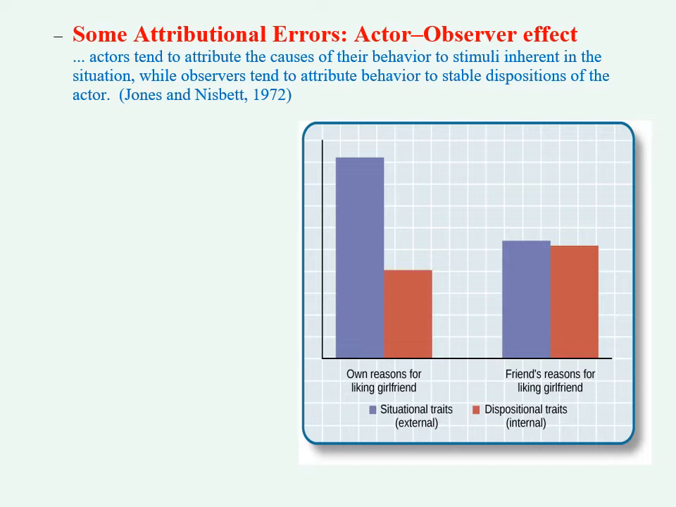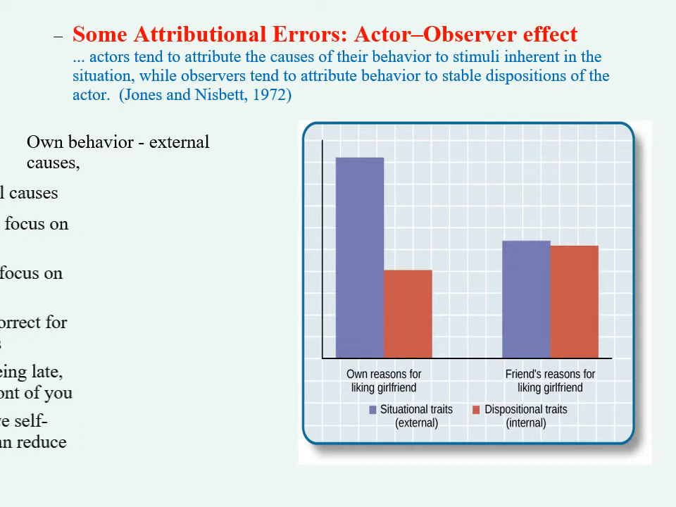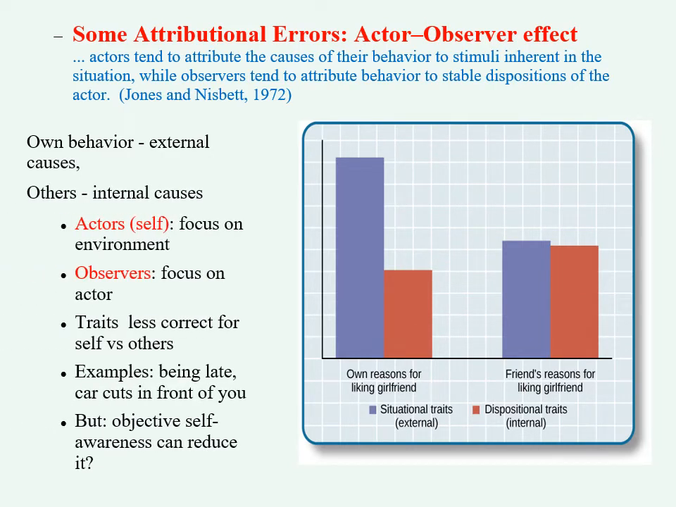Now, another common attributional error is what's called the actor-observer effect. This refers to the tendency that when it comes to explaining our own behavior, we tend to give external explanations. We acted the way we did because that's what the situation required. When it comes to explaining the behavior of other people, we often give more internal attributions. We see the causation as residing inside the other person.